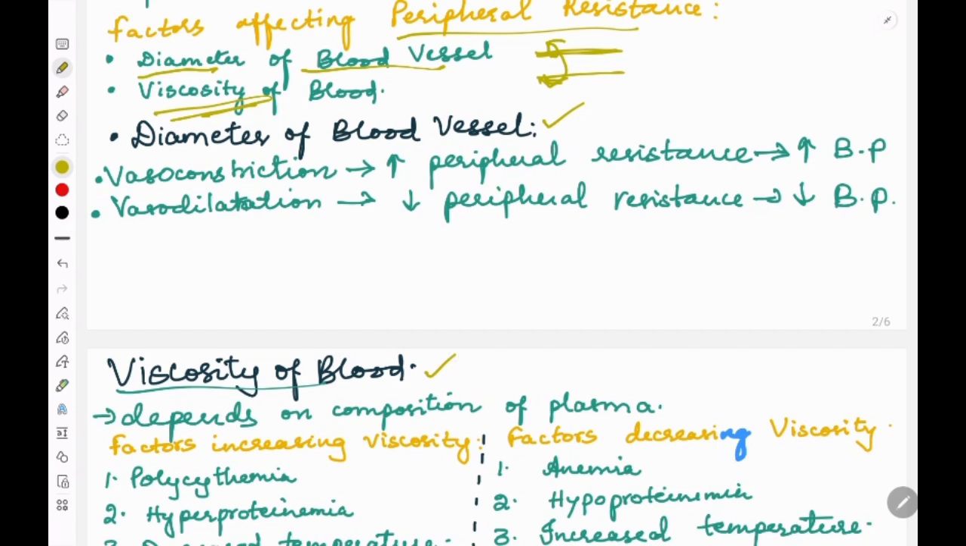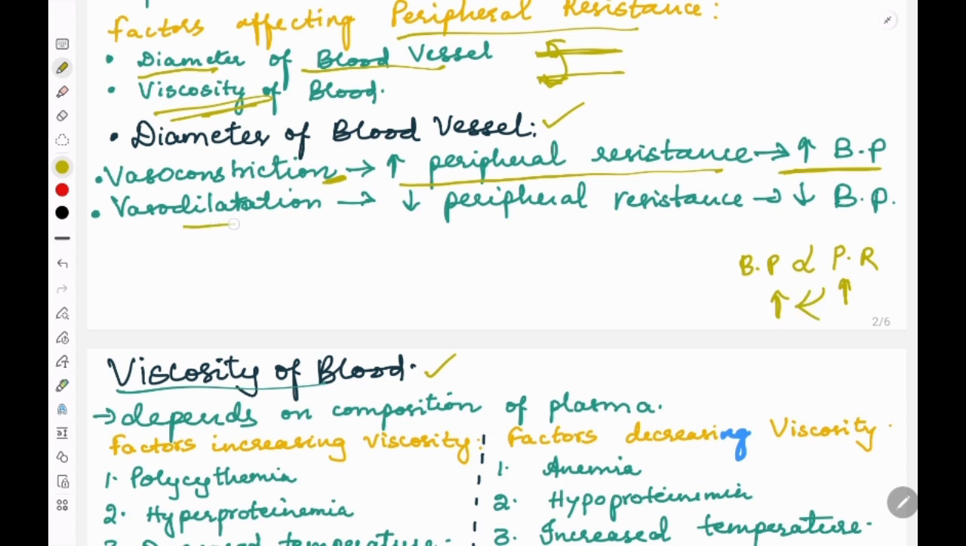So how does the diameter affect the peripheral resistance? In vasoconstriction, there is decreased diameter of the blood vessel. So what will happen if the diameter decreases? There is increased peripheral resistance. If the diameter is less, that means the resistance is more, right? So if peripheral resistance is more, BP will also be more. By this we understand that BP is directly proportional to peripheral resistance. The more the peripheral resistance, the more the BP.